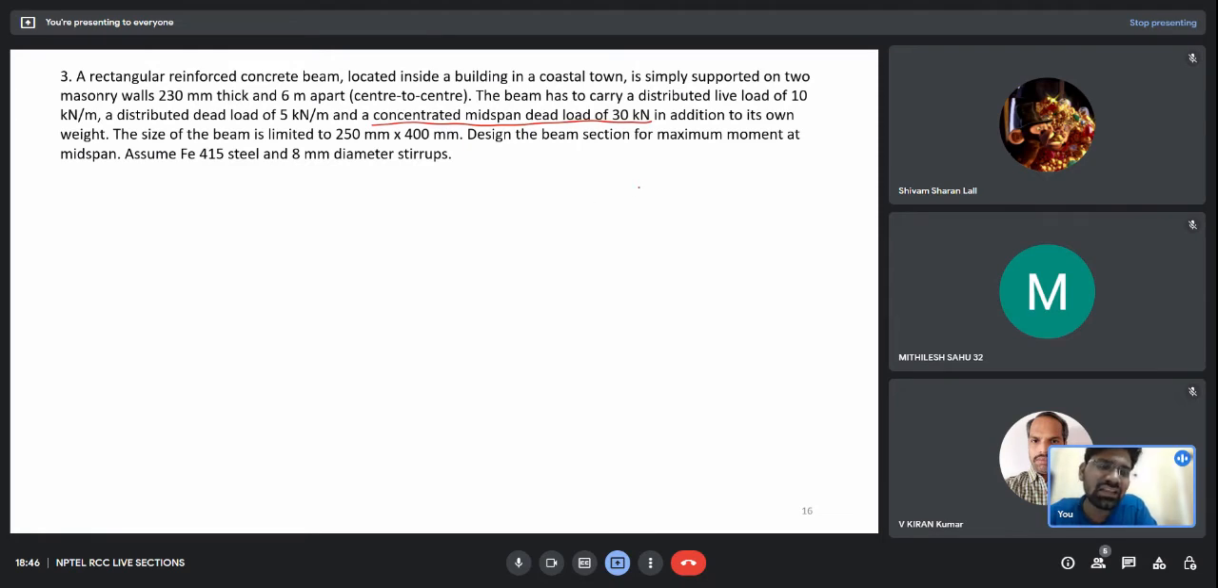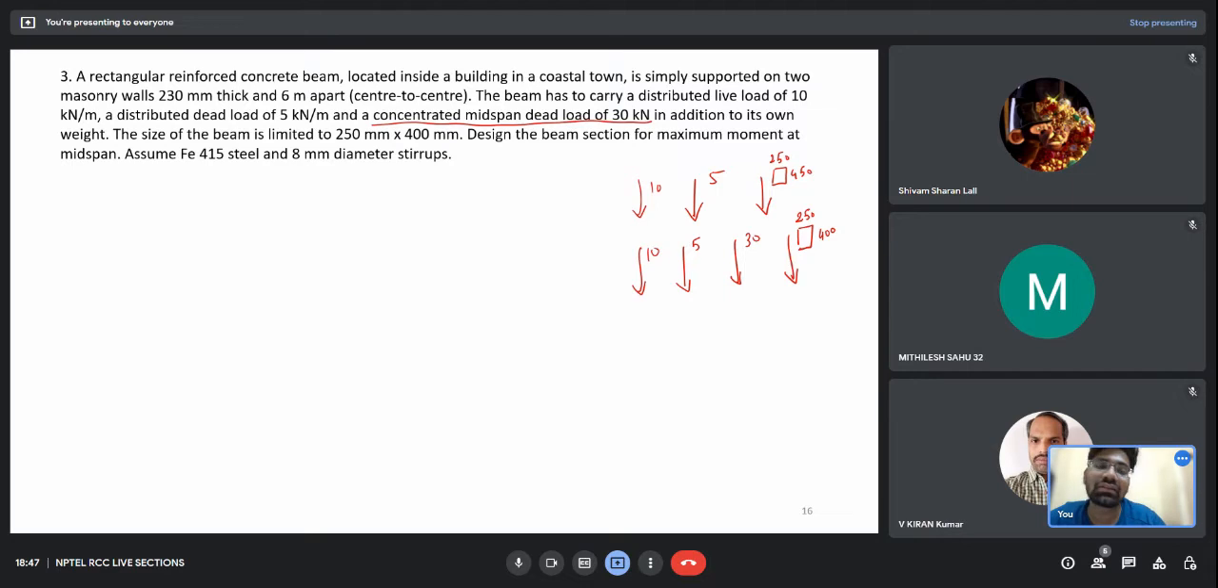In the last problem, we had a live load of 10, a dead load of 5, and a dead load equal to the self weight of that beam, and that beam was of 250 by 450. Now in this case, we have a live load of 10, a dead load of 5, a concentrated dead load of 30, and the self weight of a beam with a restricted cross section of 250 by 400. Can you see? Now the load has increased, but the cross section is reduced.